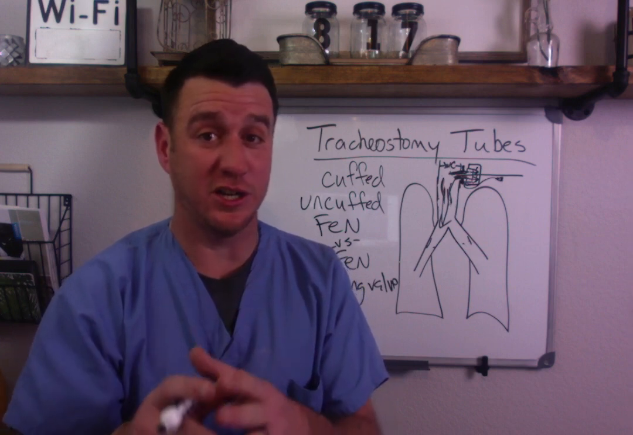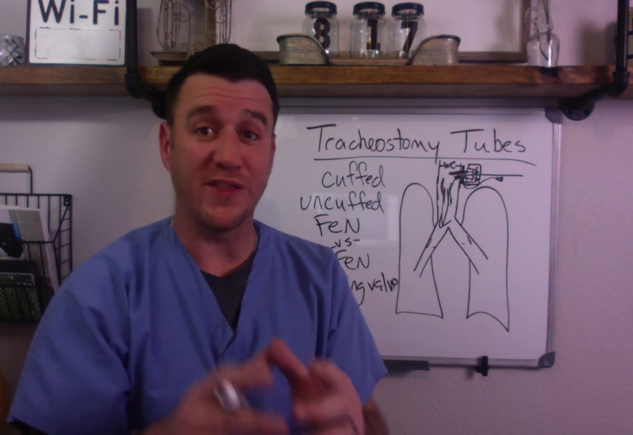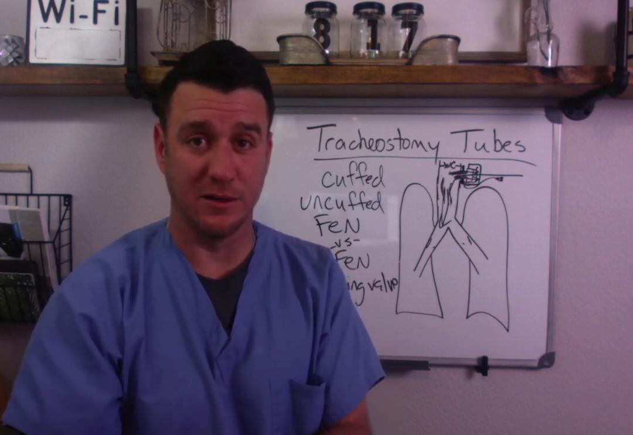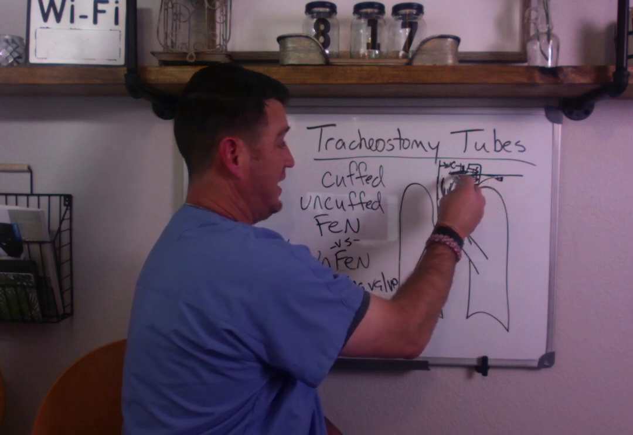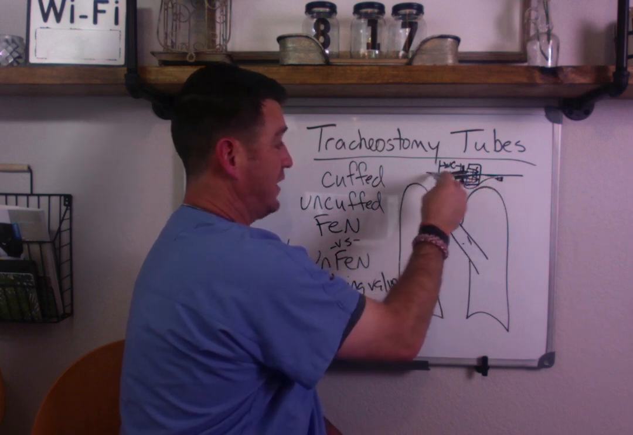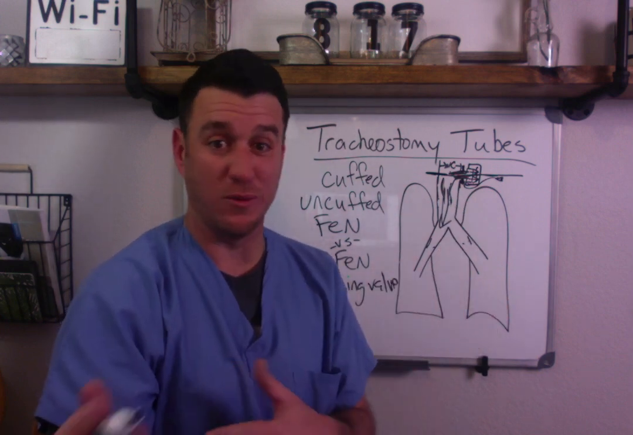Do not suction a tracheostomy tube with a fenestrated inner cannula, because you run the risk of this suction catheter going in and out and perforating the posterior wall of the trachea. That's bad. You don't want that.